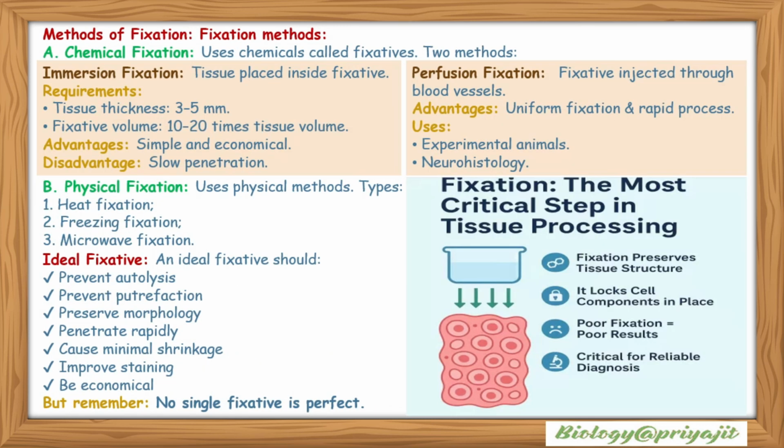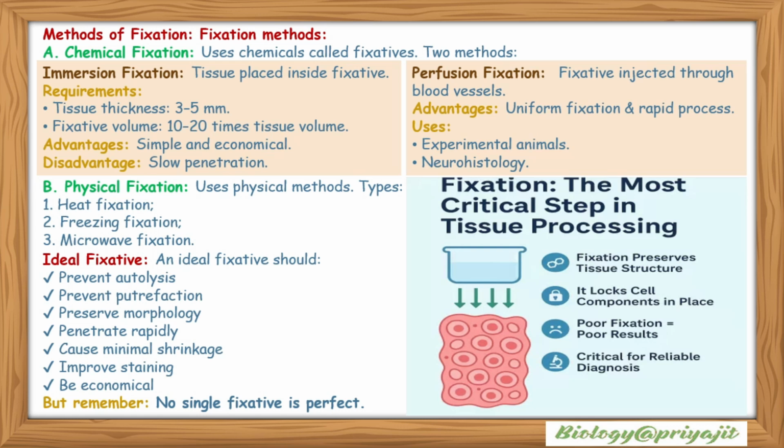Methods of fixation. Chemical fixation uses chemicals called fixatives. There are two methods. Immersion fixation: a tissue is placed inside the fixative. It requires tissue thickness of 3 to 5 millimeters and the fixative volume should be 10 to 20 times the tissue volume. Advantages: it is a simple and economical procedure. Disadvantage: it needs more time, as it requires slow penetration.